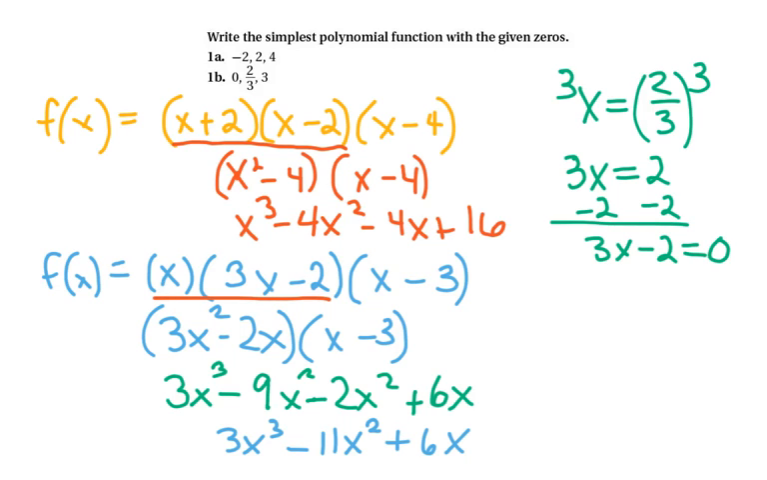So I want to mention that it says write the simplest polynomial. I could write a less simple polynomial simply by putting a constant in front of this and also multiplying that through. That would give you the same zeros, but it would be a different polynomial. So when it says the simplest, I'm just using the zeros and I'm not multiplying through by any constants.